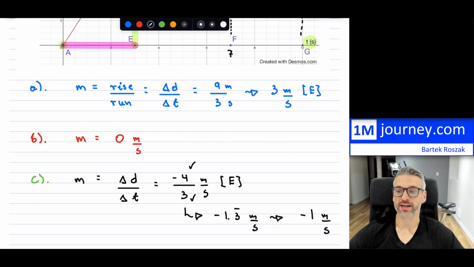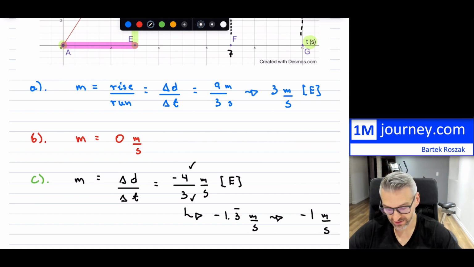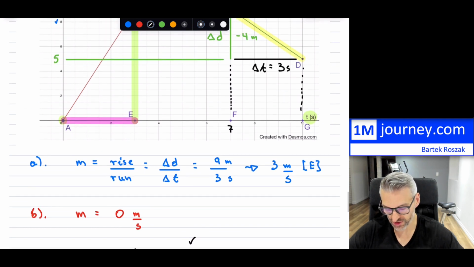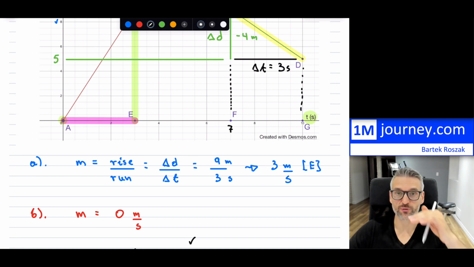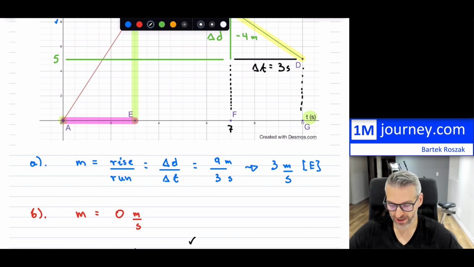But the idea behind this question is, can you actually look at a graph or look at the slope and then just calculate the slope? You can even ignore the actual direction for the moment, and just be comfortable in doing your rise over your run. All right, so that's one question.